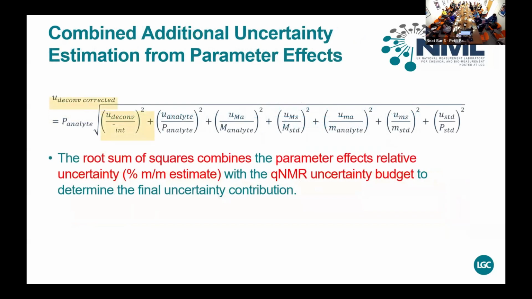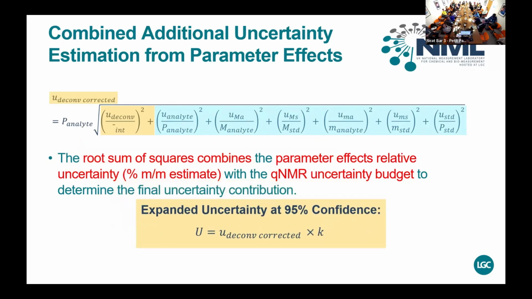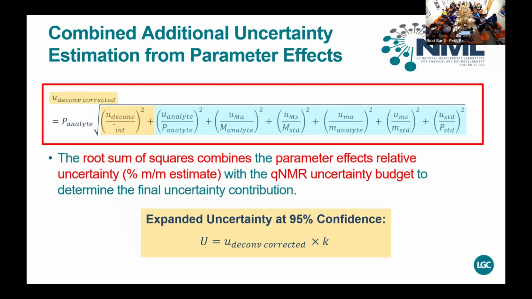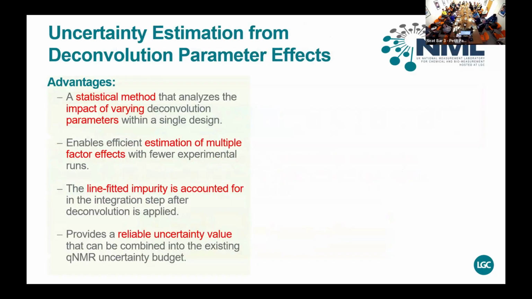Okay, so now that we have our relative uncertainty value for our deconvolution processing step, we want to combine this with our already established uncertainty budget. To do this, you just do the root sum of squares and combine these two factors. Once you've done that, you can get your expanded uncertainty at 95% confidence just by multiplying that value by k.